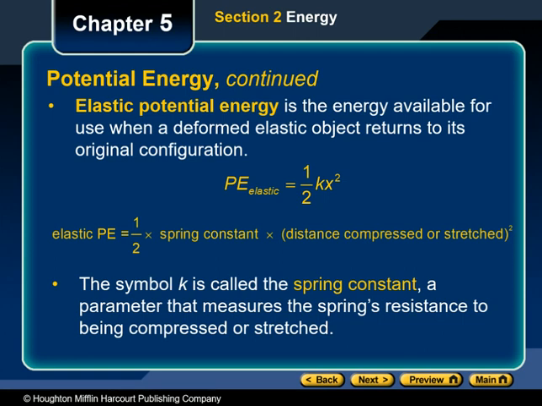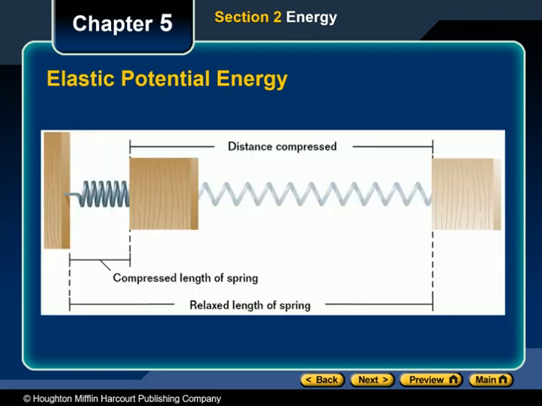Elastic potential energy is stored in any compressed or stretched object, such as a spring or the stretched strings of a tennis racket or a guitar. The length of a spring when no external forces are acting on it is called the relaxed length of the spring. When an external force compresses or stretches the spring, elastic potential energy is stored in the spring. The amount of energy depends on the distance the spring is compressed or stretched from its relaxed length, as in figure 2.5 on the screen here.